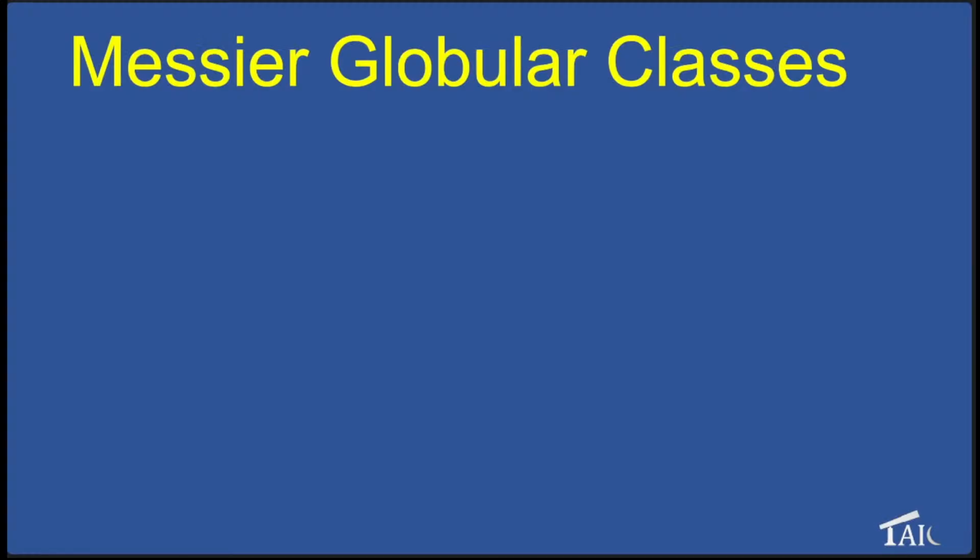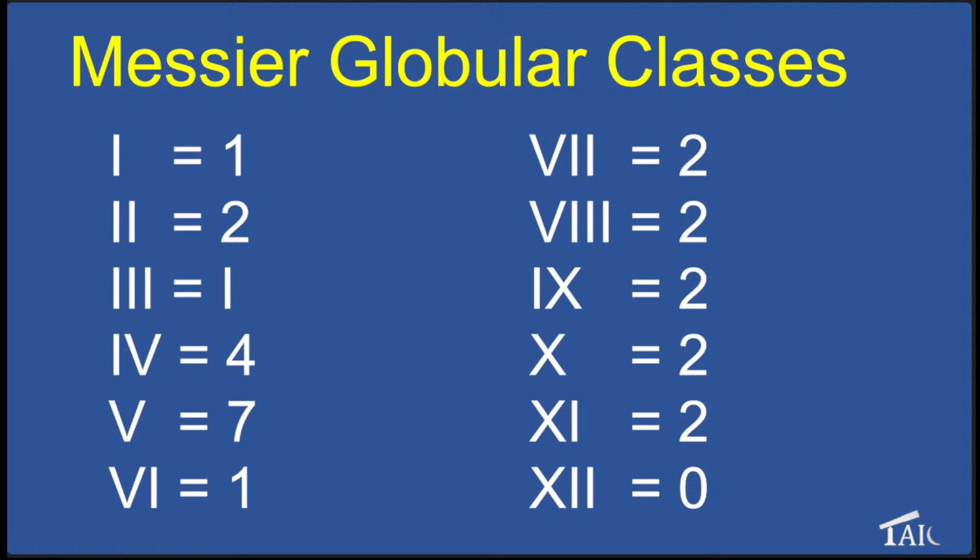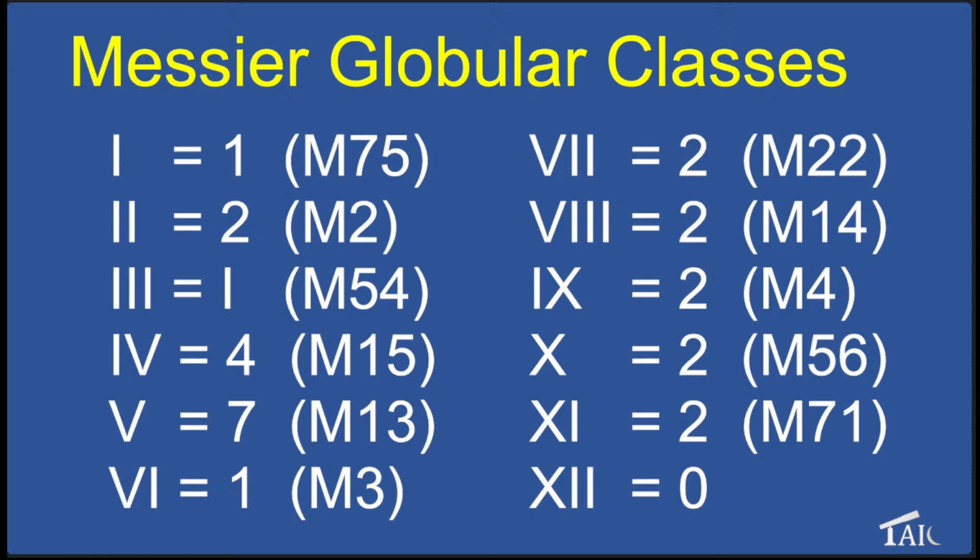So if we look at the Messier catalog, we actually have an example of every single class of Shapley-Sawyer globular cluster in the catalog except class 12. And you can see here that class 5 is the most common, but there's at least one of every class except class 12. This is a list of what would be the archetypal globular clusters for each class.